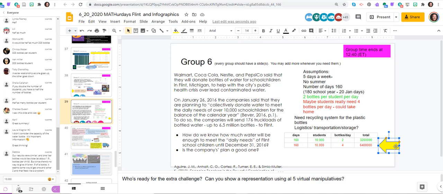I can't speak to that. Maybe someone else in my group can. So I put it in 2 different colors because when we first did the calculation, we did 2 bottles per student per day, and we only used school days because we didn't know how they would get their water in the summer. And it only made it to 3.2 million bottles, and so we said, well, maybe they really would use 4 bottles a day and could take some home. So we doubled the number of bottles per day, and so we showed the 2 colors and the 2 assumptions.